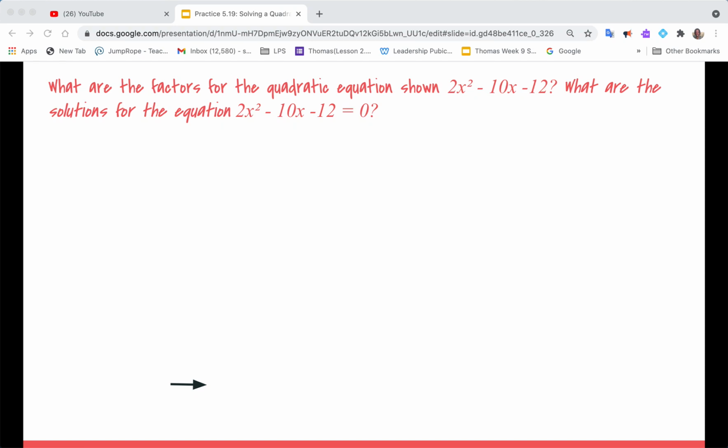All right, so this question says, what are the factors of the quadratic expression 2x squared minus 10x minus 12? And then what are the solutions of the equation? So in order to find the factors, we have been using the backwards box method.